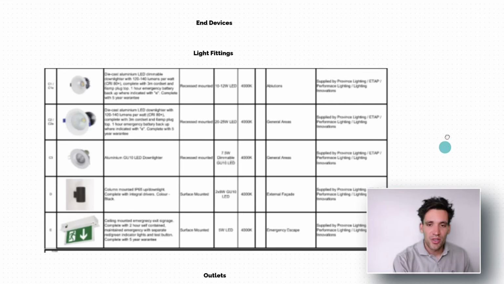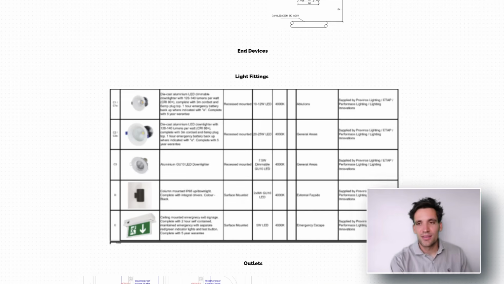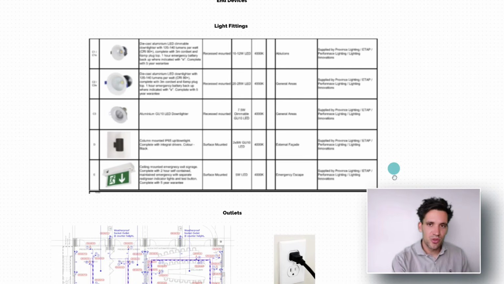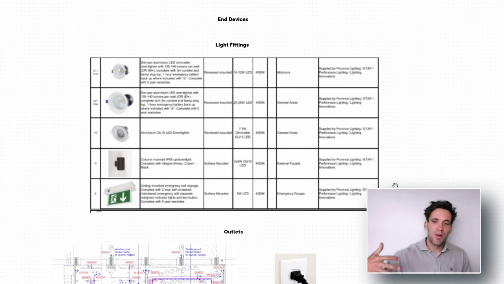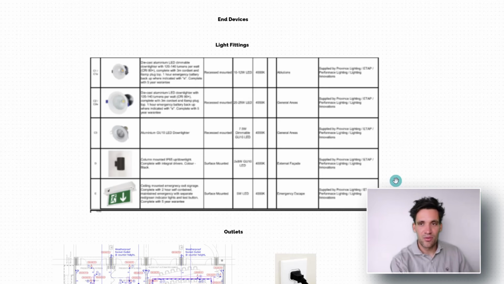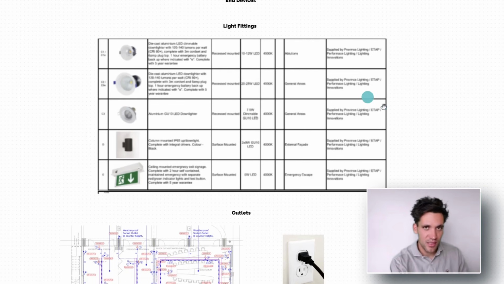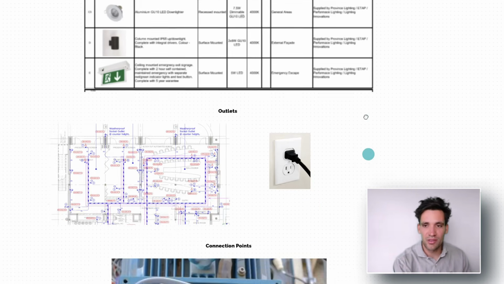Then we've also got our end devices. Typically the electrical design will only go up to the power outlet or the connection to the end device. You can have light fittings, which again are a big part of an electrical design.